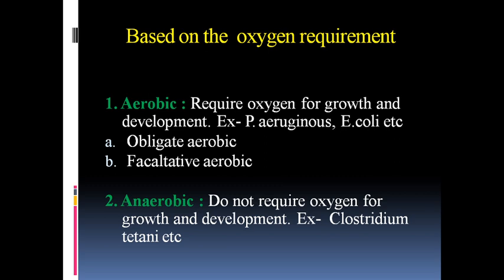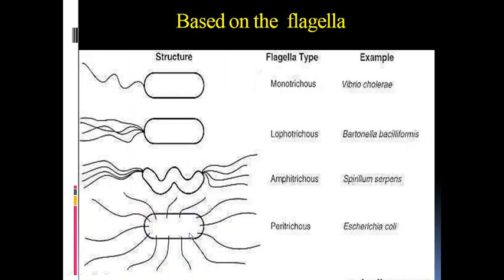Next, facultative aerobics. These are the bacteria which will behave like both aerobically and anaerobically. Means these bacteria also require oxygen, but a little amount of oxygen is enough for the growth and development and for the survival. Next, moving on to the anaerobic bacteria. The anaerobic bacteria are the bacteria which do not require oxygen for the growth and development. Example, Clostridium tetani, etc.